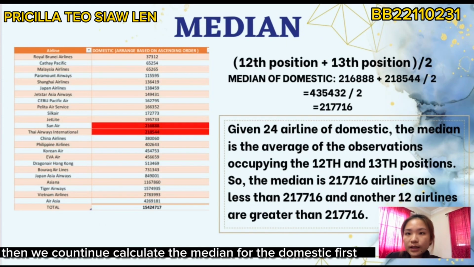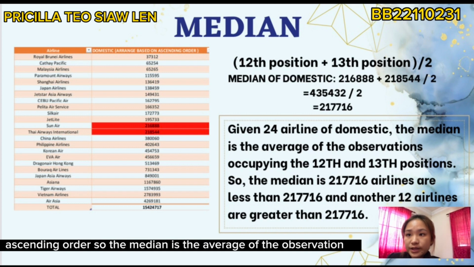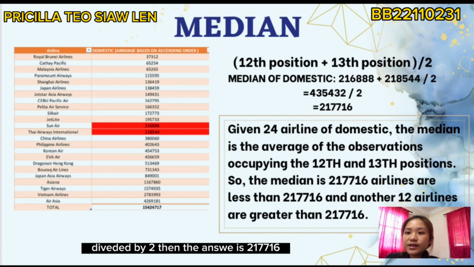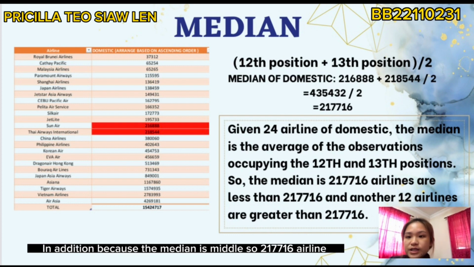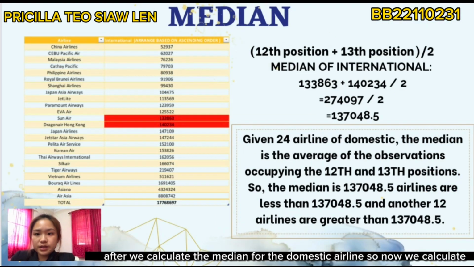Then we continue to calculate the median for the domestic first. We arrange the 24 airlines of the domestic in ascending order. So the median is the average of the observations occupying the 12th and 13th positions. So the median is 216,888 plus 216,544 divided by 2, and the answer is 217716. In addition, because the median is the middle, 12 airlines are less than 217716 and another 12 airlines are greater than 217716.